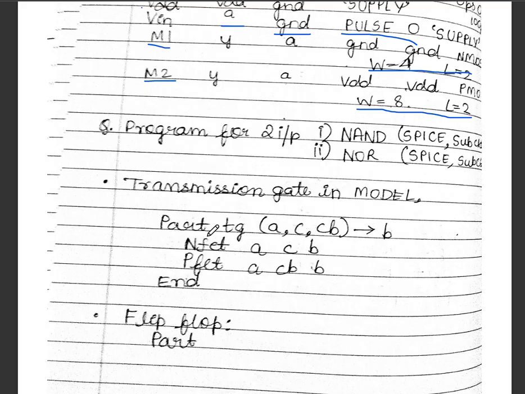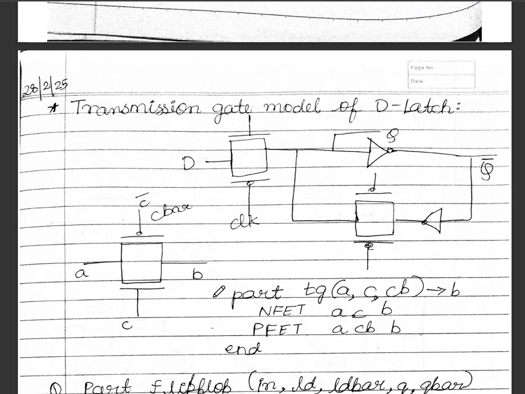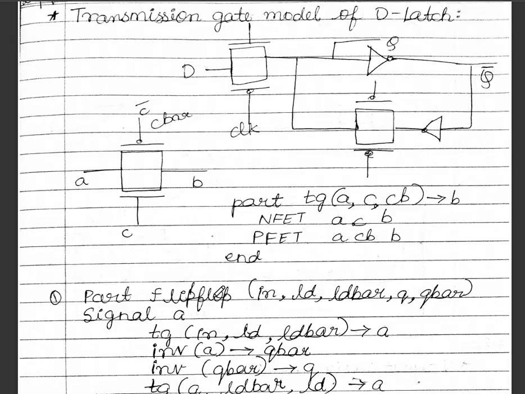So this is how you write the transmission gate in the form of a model. That is part TG A, C, CB, and further map it to the output. These are the input values and these are the output values. Next, you represent the drain, gate and source terminal convention, and finally end the model. So this is how you represent it.